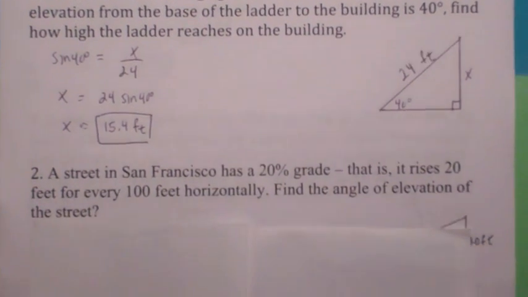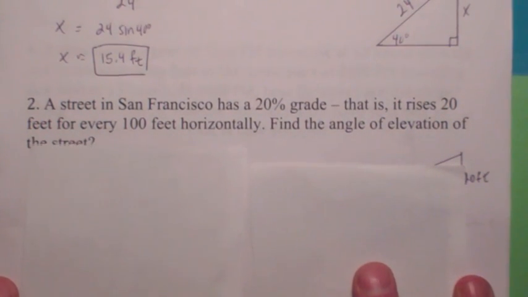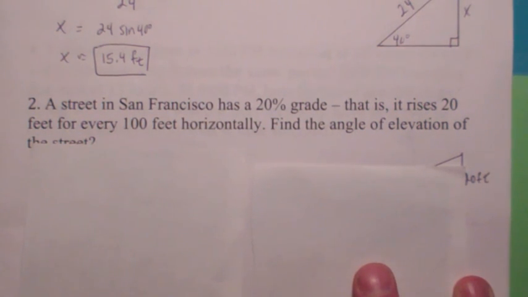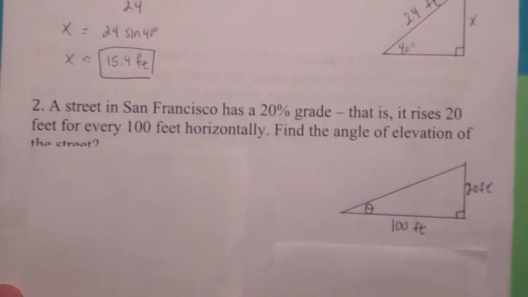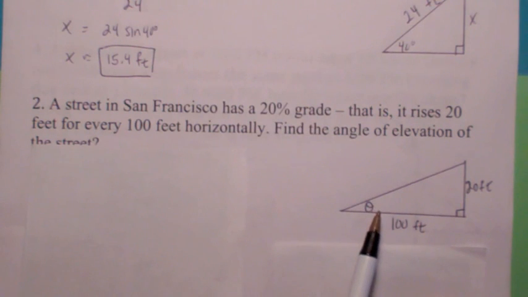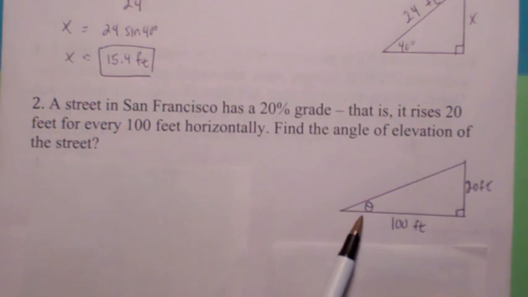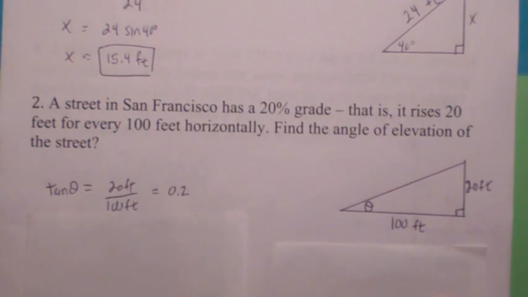Alright, for this next one, a street in San Francisco has a 20% grade. That means it rises 20 feet vertically for every horizontal distance of 100 feet. So the picture looks kind of like this. If this is your angle theta, they want you to find the angle of elevation of the street. Find a trig function that relates this angle with this side with this side. It would have to be tangent, wouldn't it? Tangent theta equals 20 over 100, which is 0.2.